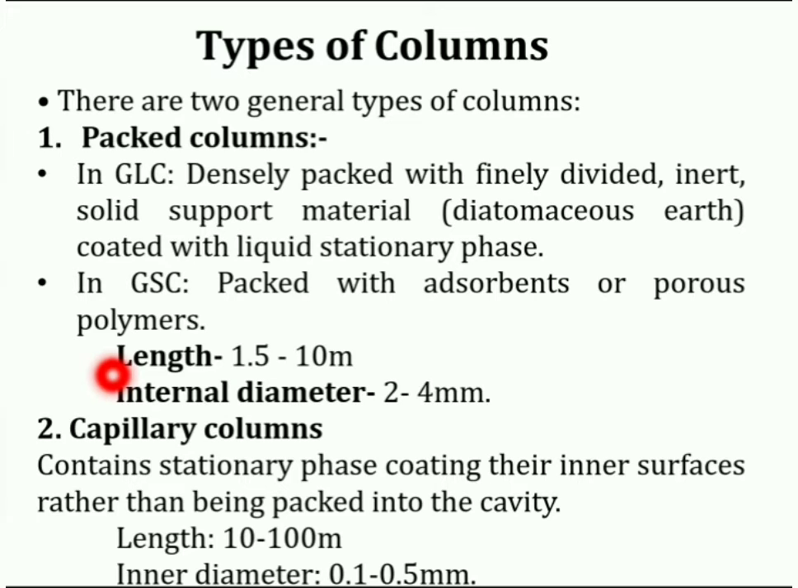Length of packed columns varies between 1.5 to 10 meters and internal diameter remains between 2 to 4 mm. Second one, capillary columns. Capillary columns are columns that have stationary phase coating their inner surfaces rather than being packed into the cavity. Length of capillary columns ranges between 10 to 100 meters, and their inner diameter is usually between 0.1 to 0.5 mm.